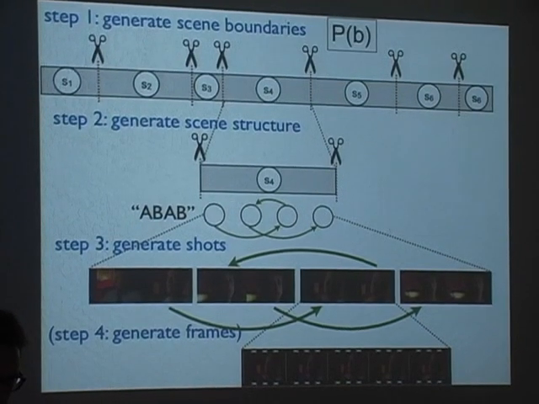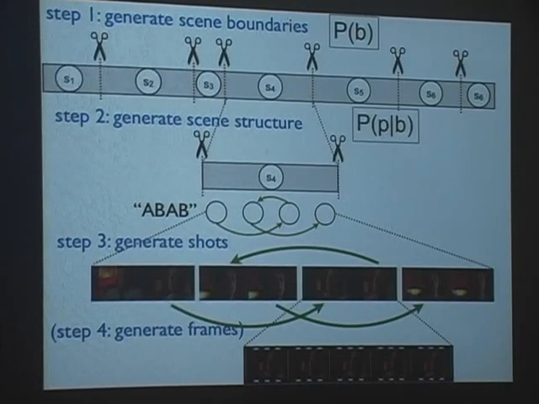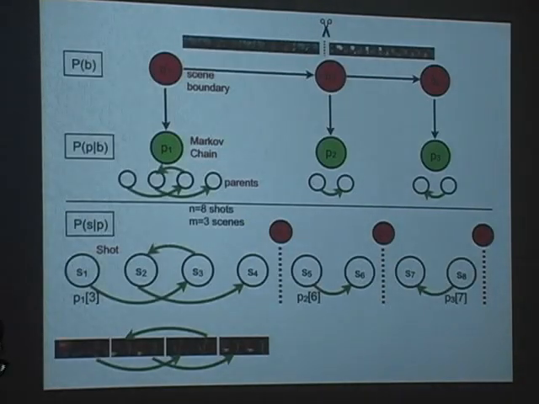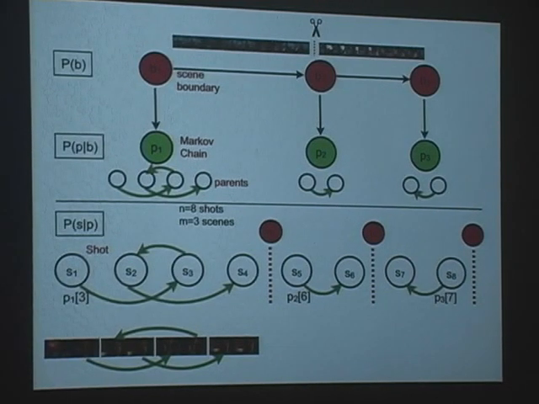So we introduce the variables: probability of a scene boundary, probability of a parent of a shot given the scene boundaries, and probability, this is the appearance model, probability of a shot given its parent. So this is our graphical representation, where again you have on top the scene boundaries, and then you have the Markov chain given the scene boundaries, and finally the shot appearance model to generate each shot.